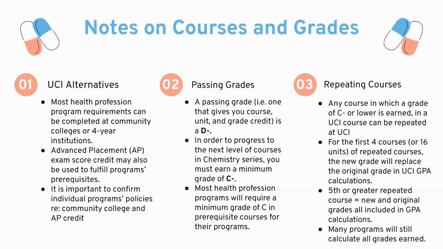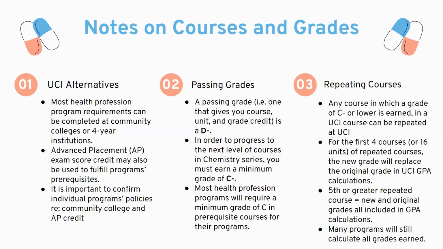Okay. For advanced placement credit for these prerequisite courses, AP exam credit may also be used to fulfill programs' prerequisites, but that's up to the individual institution. And so that's something you probably want to check with them. So that's the last point there. It's really important for you as a student and a good consumer to confirm the individual program's policies regarding community college coursework and AP credit.